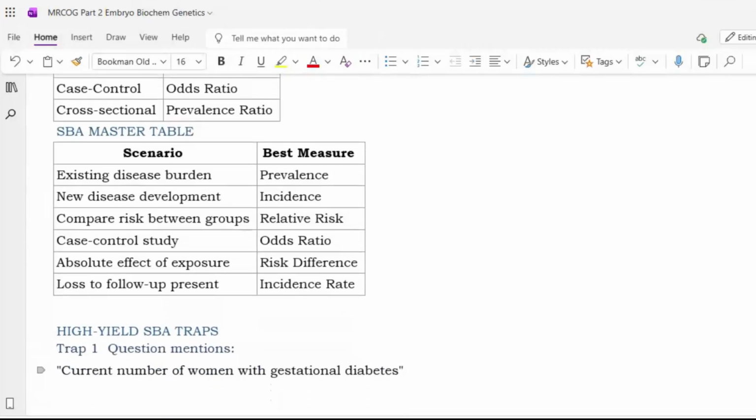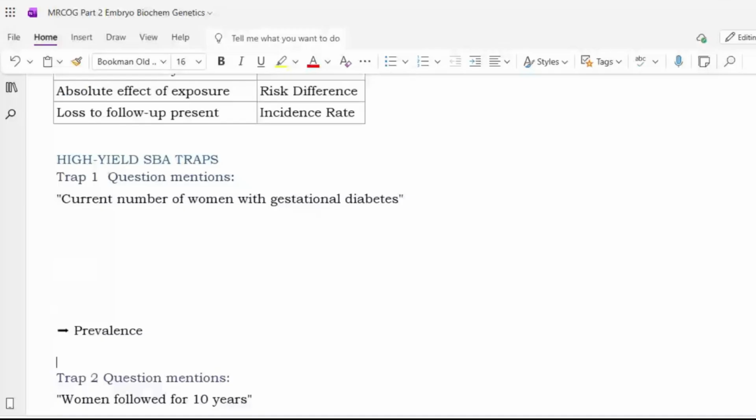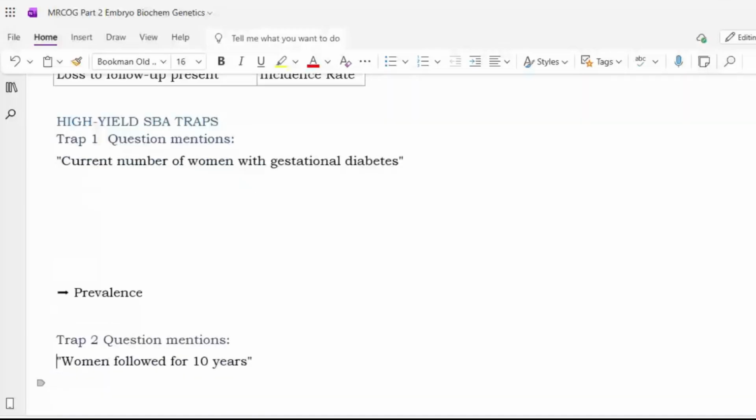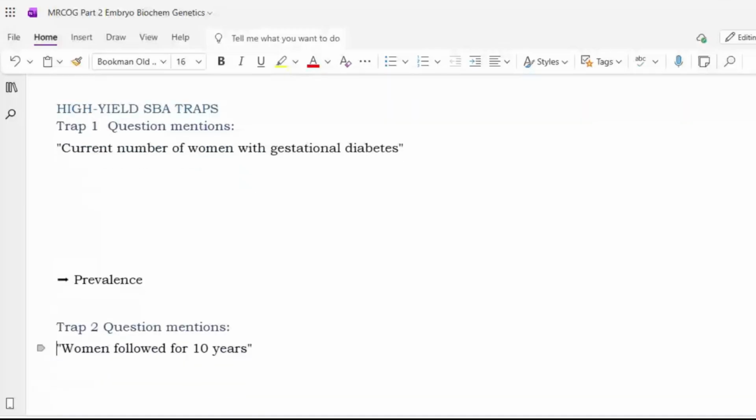Suppose your question mentions the current number of women with gestational diabetes. What does it indicate? We are talking about prevalence. If the question is talking about women followed for 10 years, we are dealing with incidence, because the time element has come.